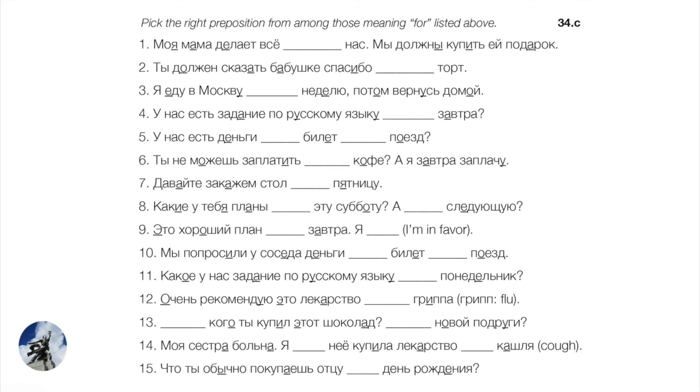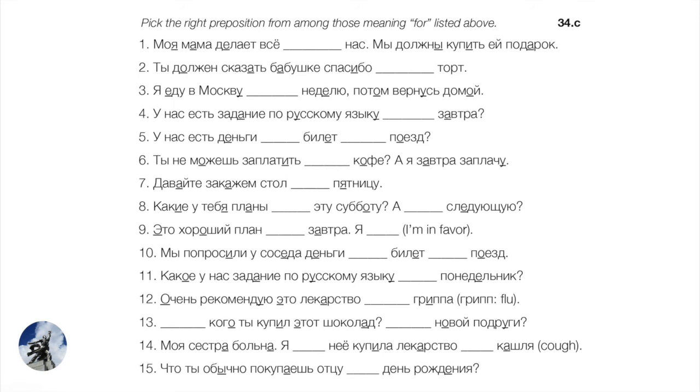My mother does everything for us. We should buy her a present. Okay, we're doing something for a person. That's going to be, see if you can guess it, для, right? Моя мама делает все для нас. Мы должны купить ей подарок.